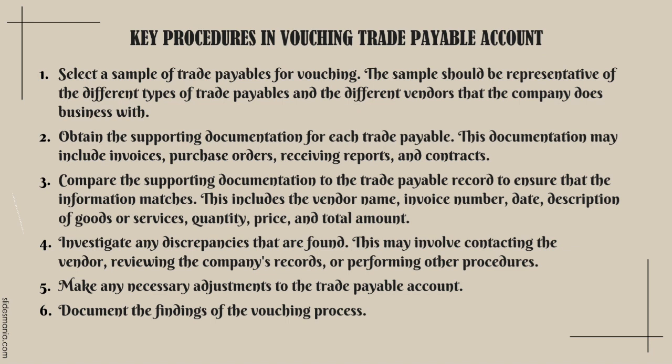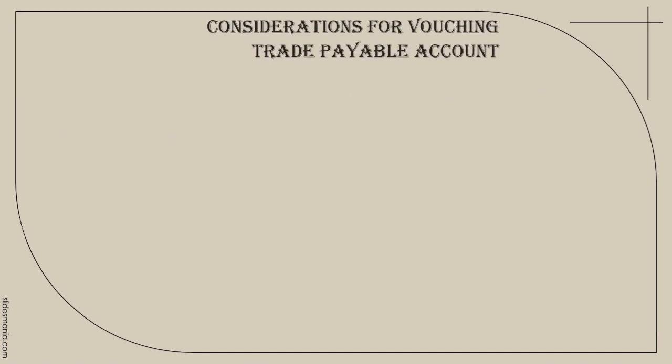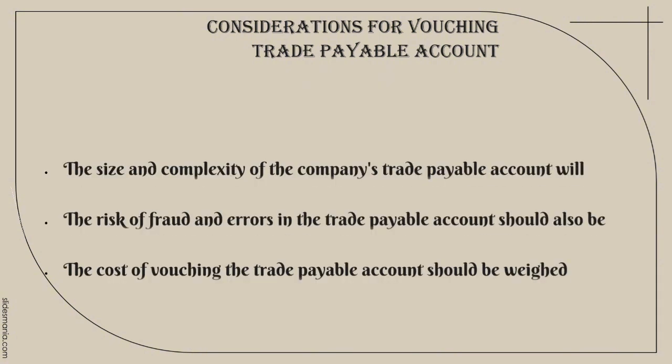Investigate any discrepancies that are found. This may involve contacting the vendor, reviewing the company's records, or performing other procedures. Make any necessary adjustments to the trade payable account. Document the findings of the vouching process. Considerations for vouching trade payable account.